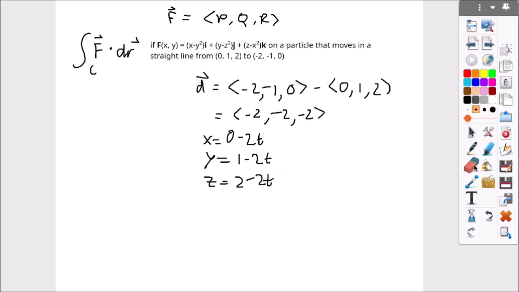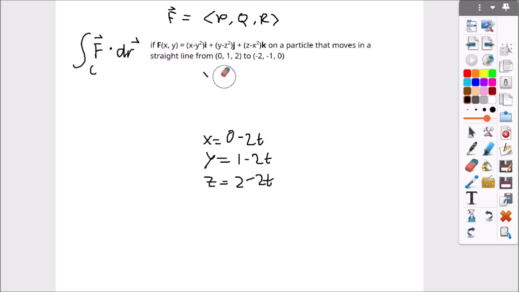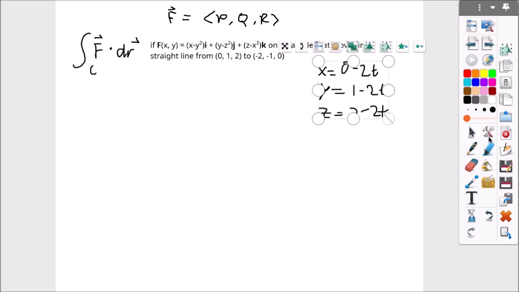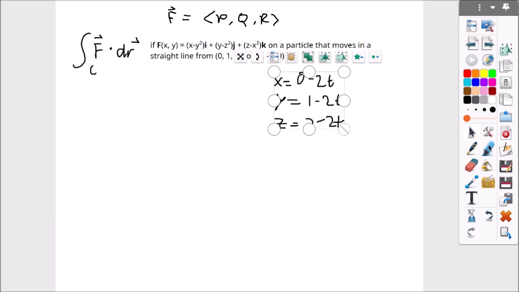And that's your parameterization. It's very nice because we already know what the equation of a line is. We can just make the parameterization like that. They're all in terms of t. They all define a line. And that would make dx, dy, and dz even easier to calculate because they're all the same, right? dx is -2 dt.